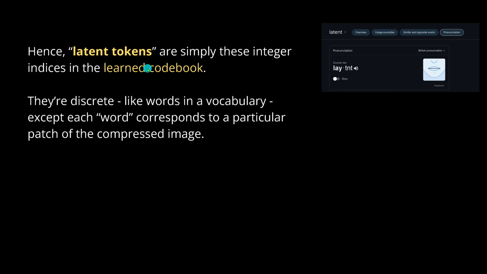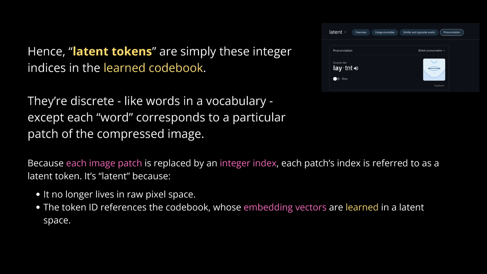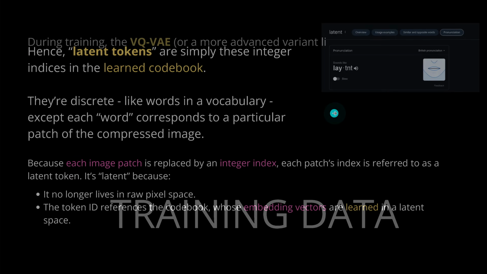So the latent tokens are simply the integer indices in the learned codebook. So we just have indexes or tokens or latent tokens, it doesn't matter at all. We can calculate it in an autoregressive transformer. And we do not need a diffusion transformer, which is great.